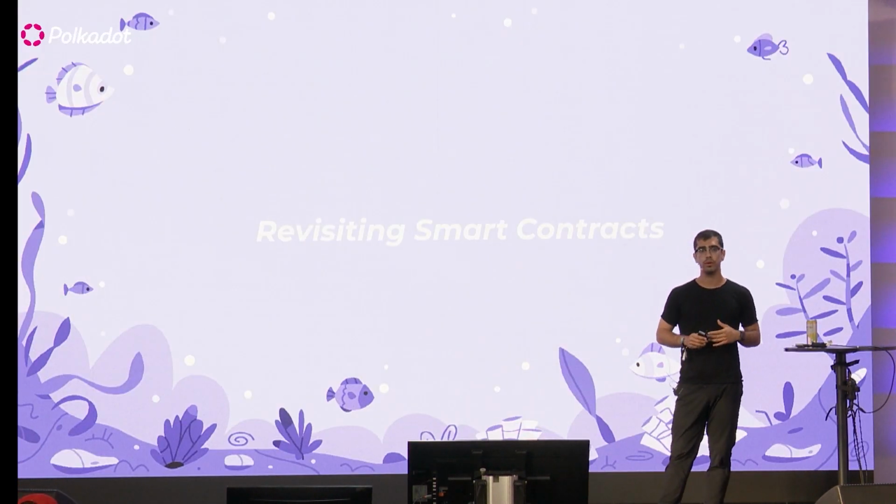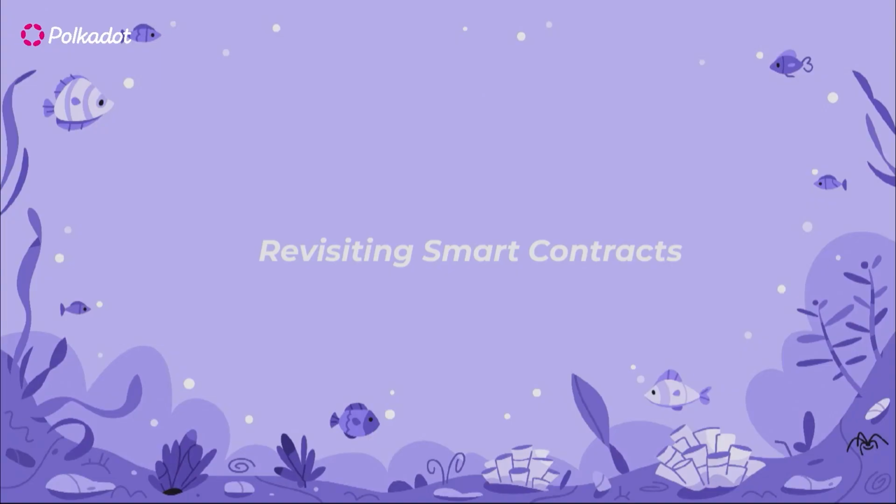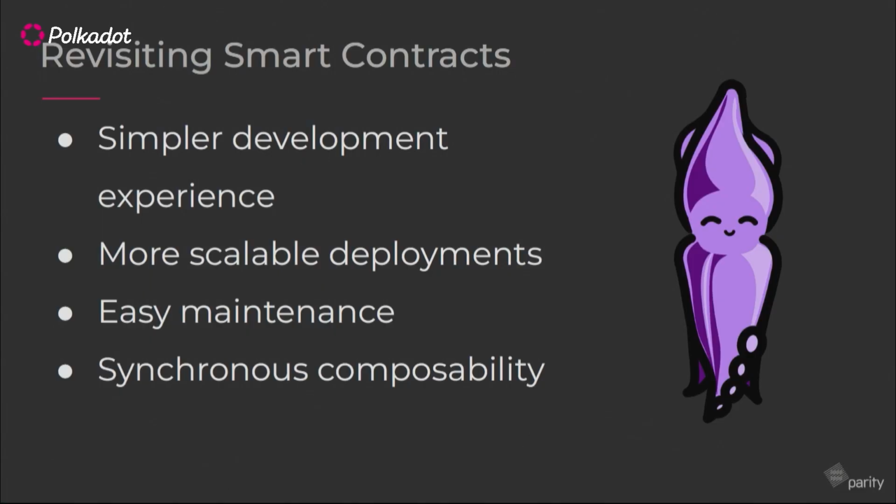All right, so now let's go and revisit smart contracts. We can start by talking about some of the advantages of smart contracts. So for one, the developer experience is way simpler. Beyond the fact that we've engineered Ink! to be quite easy to get into, there's also just a lot less stuff you need to think about. You're living in the sandbox environment. There's a lot less for you to mess up in case things go wrong.